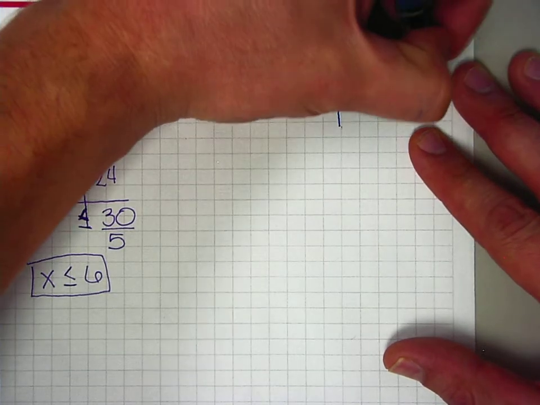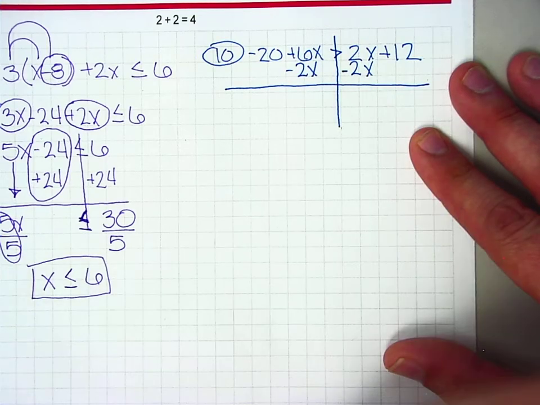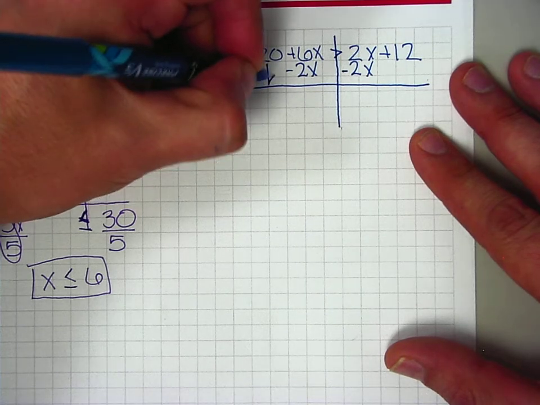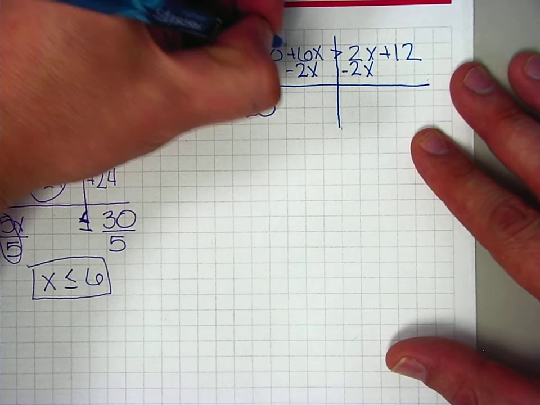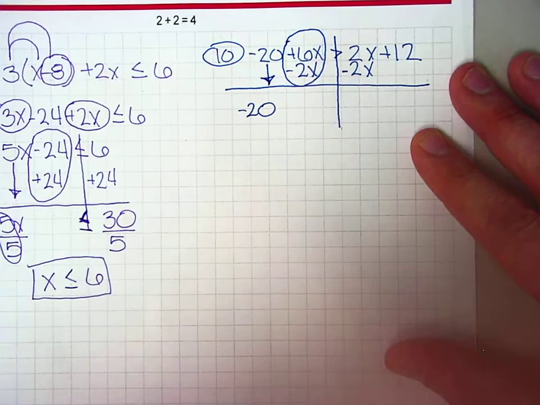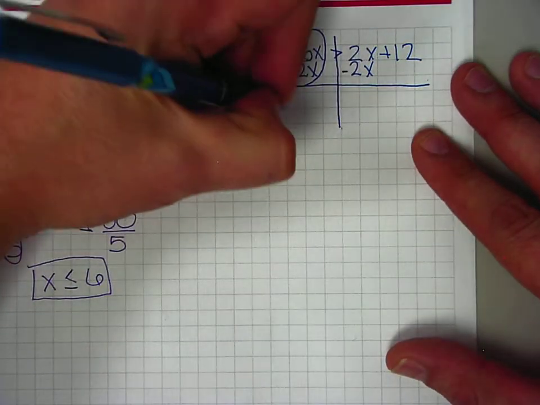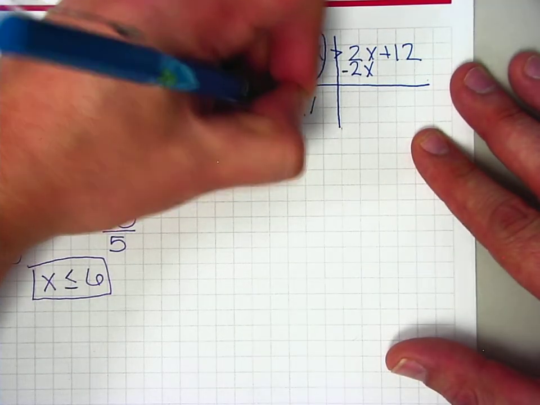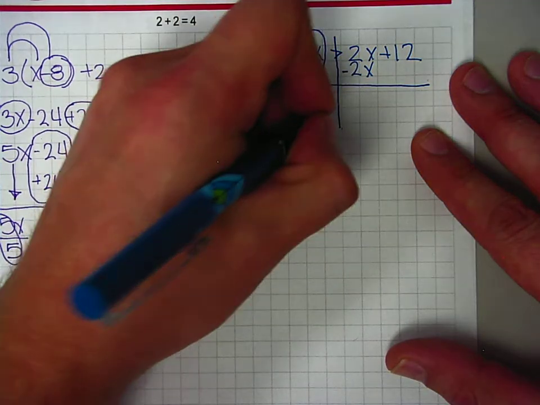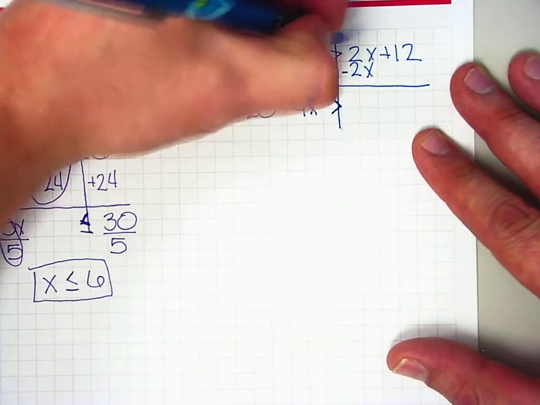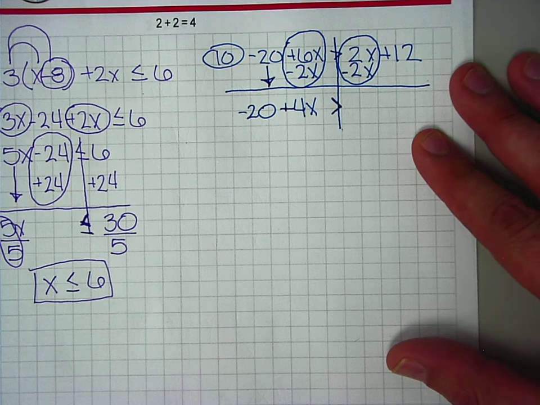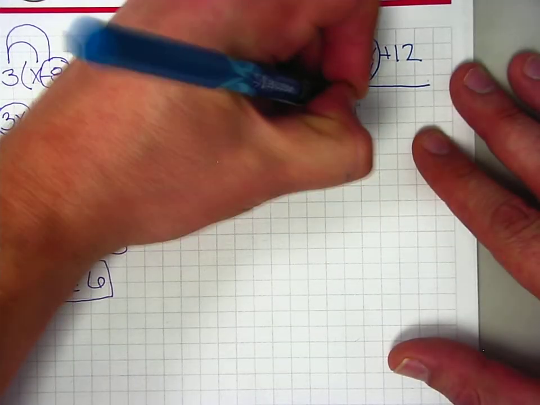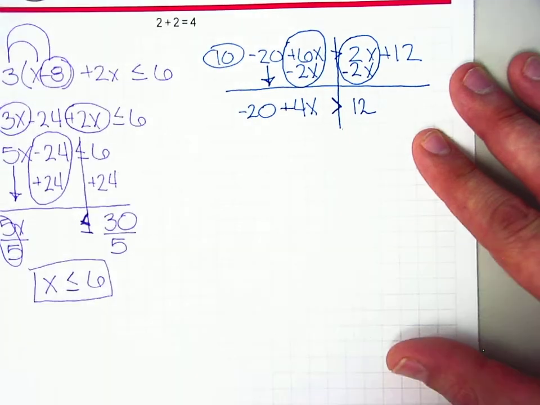So by removing them from the right-hand side, here's what my inequality looks like now. The negative 20 has not been affected. 6 x's minus 2 x's leaves me with positive 4 x's. My inequality symbol remains the same. 2 x's minus 2 x's on the right hand side leaves me with no x's, so that just goes away. And this positive 12, or just a 12, falls down.